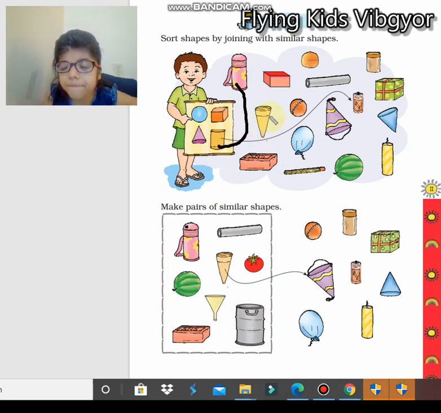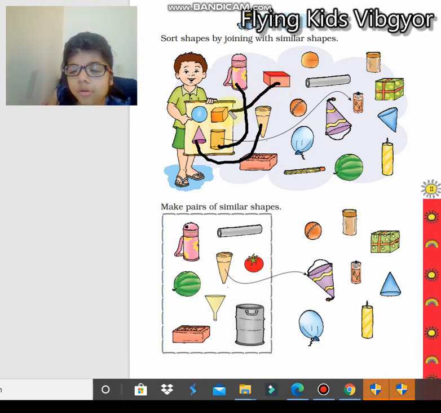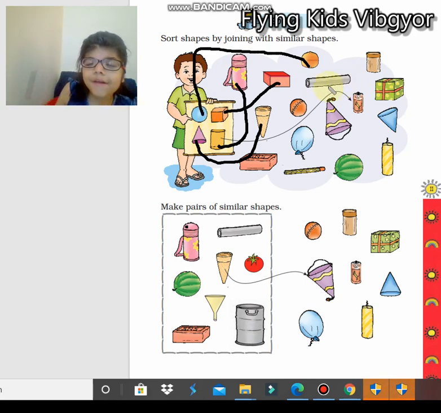What about this ice cream cone? It's a cone. Right, so we will match it with the cone shape. What about this brick kind of thing? It's a cube. Very good. So match it with the cube shape. What about this? Which shape is it? A sphere. Right, so bring it over to the sphere shape.